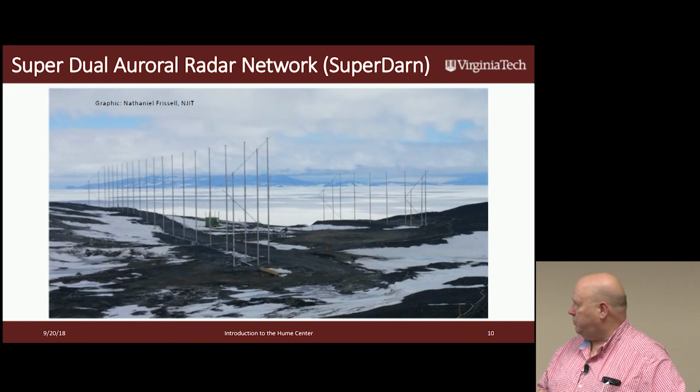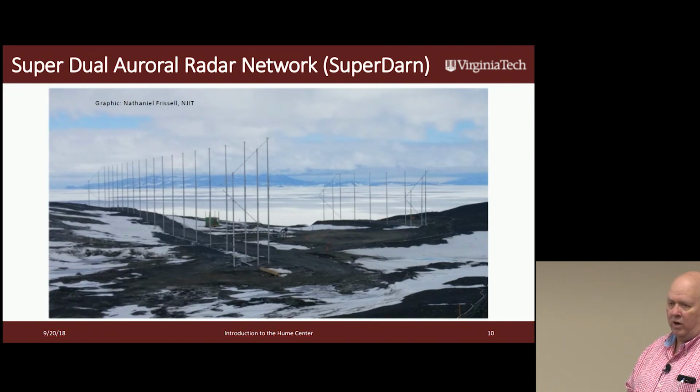Okay, this is the Super Dual Auroral Radar Network called SuperDARN. It's operated by Virginia Tech. I put up a picture of this one because it's kind of sexy. It's down at McMurdo Sound in Antarctica. These are the transmit antennas and these are the receive antennas.